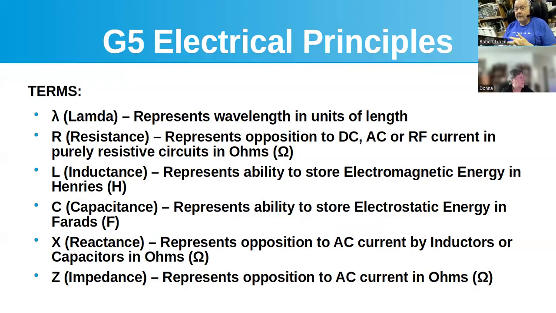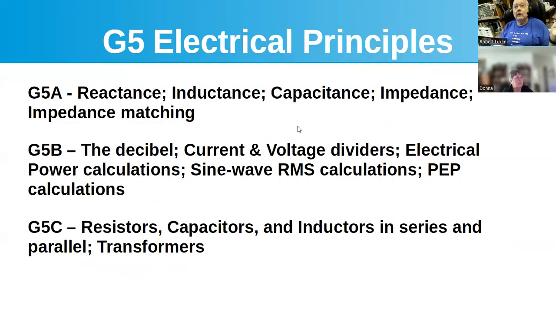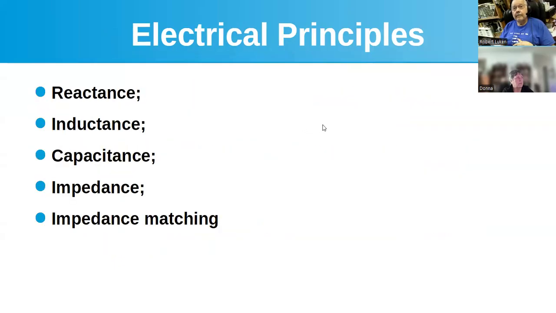We use X to represent reactance because it's slightly different than pure resistance. And we use Z to represent impedance, which is the complex result of resistance plus reactance. And we'll talk about that more later. So we're going to talk about reactance, inductance, capacitance, impedance, and impedance matching first.